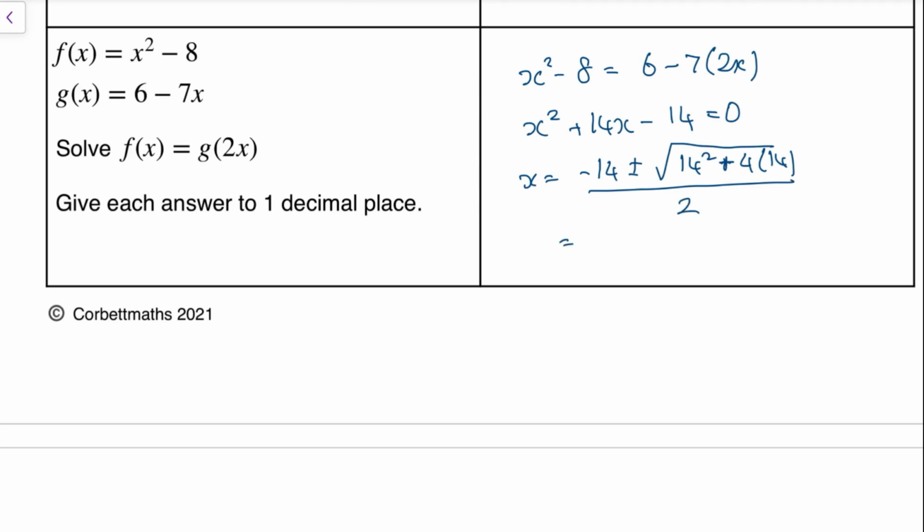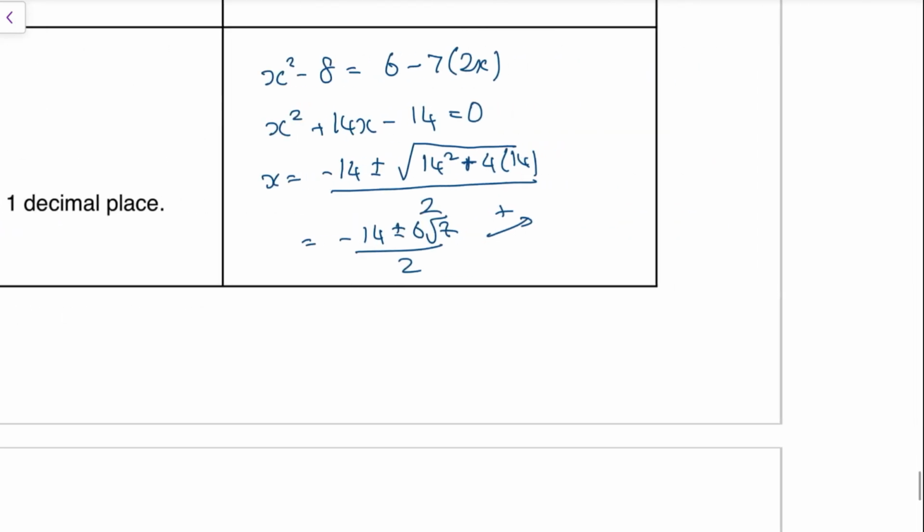Now it says solve, giving each answer. So here there are two answers, a plus 1 and a minus 1. So let's resolve the square root. So 14 squared plus 4 times 14 is 6 root 7 on my calculator. That's minus 14 plus minus 6 root 7 over 2. Let's do the plus 1. So minus 14 plus 6 root 7 over 2 is 0.9 to one decimal place. And the minus version is minus 14.9 to one decimal place. And that is it.